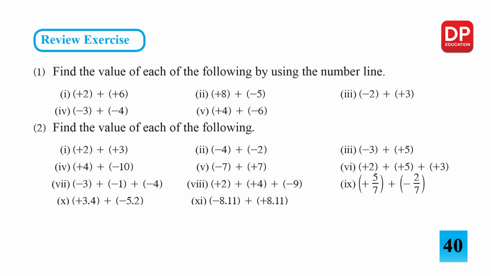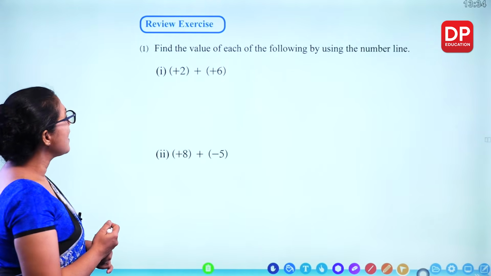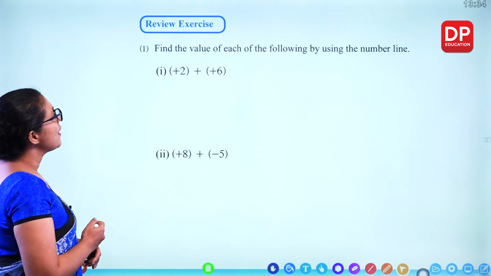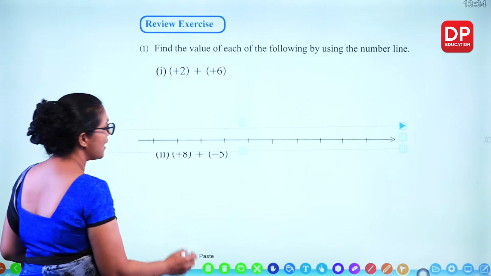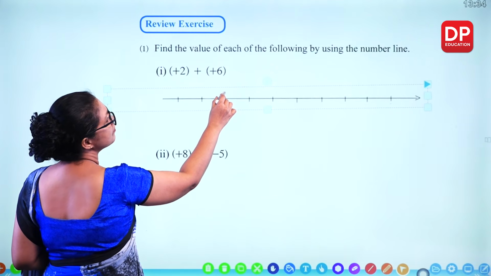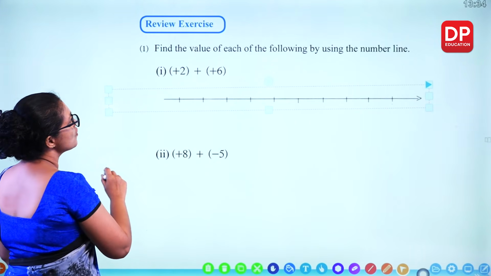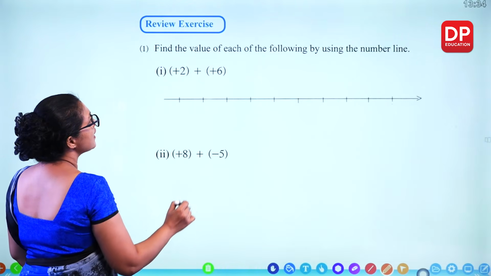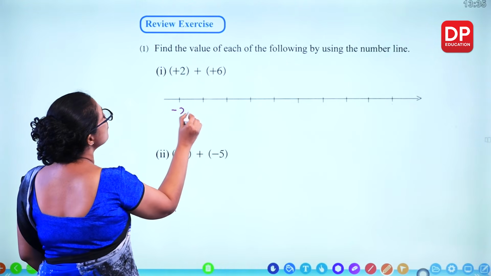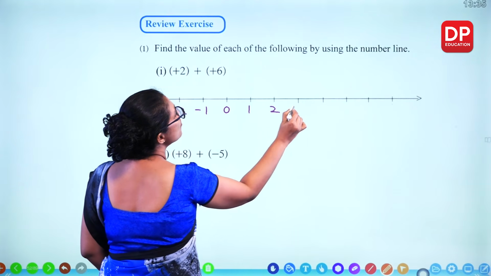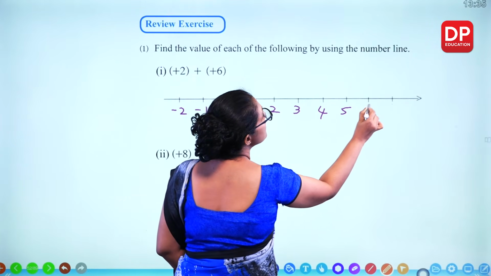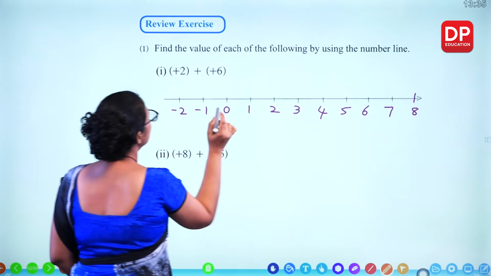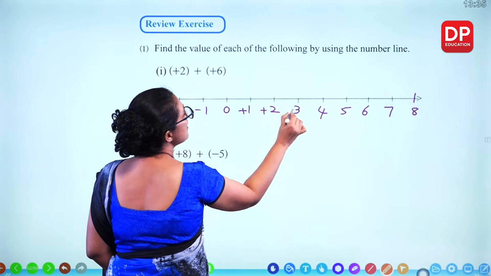Review exercise. Now we'll take the review exercise. Find the value of each of the following by using the number line. Plus 2 and plus 6. So we'll take the number line. Okay, so what's the starting value? Plus 2. So here I'll take minus 2, minus 1, 0, 1, 2, 3, 4, 5, 6, 7, and we'll put 8 here. These are pluses. That's the number line.